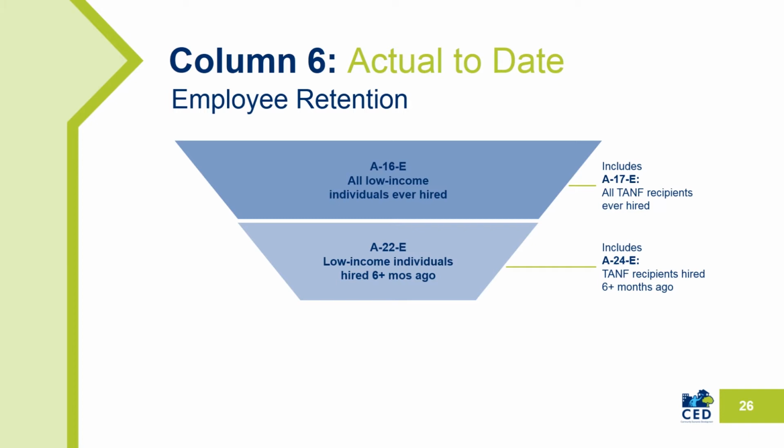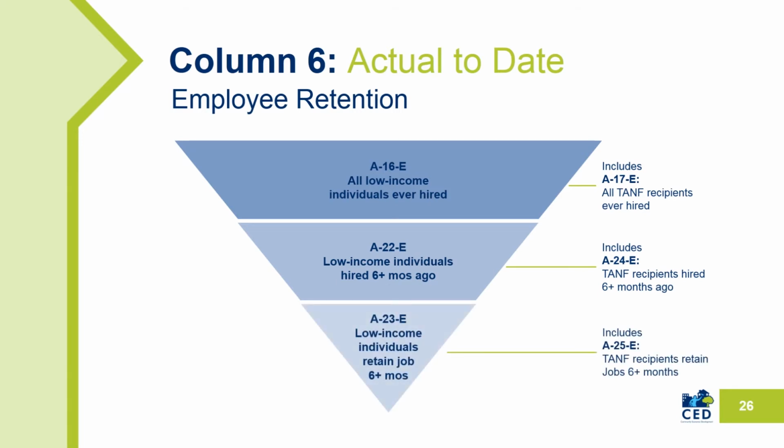Of all low-income individuals, A22E asks for only those who were hired more than 6 months ago, subtracting any who were hired within the last 6 months. A24E is the subset of those who are TANF recipients. Of the low-income individuals hired more than 6 months ago, A23E asks for only those who retain their jobs for more than 6 months, subtracting any who did not retain their jobs for 6 months. A25E is the subset of those who are TANF recipients. Note how the number gets small as we move toward the bottom point of the inverted triangle.